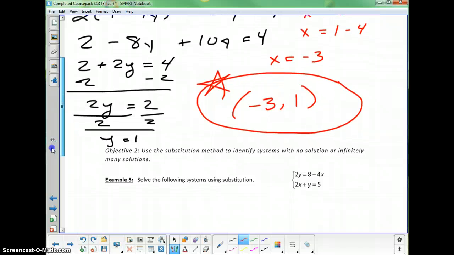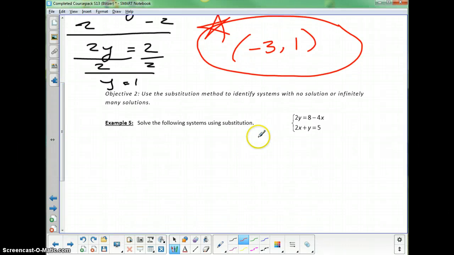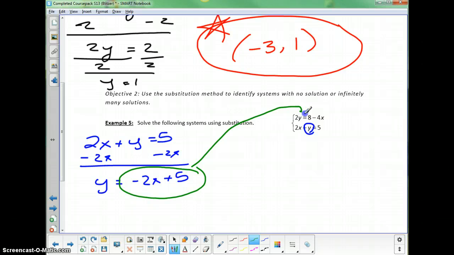In objective 2, I'm going to use substitution to identify a system with no solution or infinitely many solutions. Let's solve this one. It's going to start off in a very similar fashion. I'm going to look for the best variable to solve for. The coefficient here is 1 on the y, so that's the one I'm going to try to solve for. It's going to be the easiest variable to isolate because it doesn't have a coefficient. So we're going to subtract the 2x on both sides, and we know that y is now equal to negative 2x plus 5. I'm going to plug that in for y in the other equation.